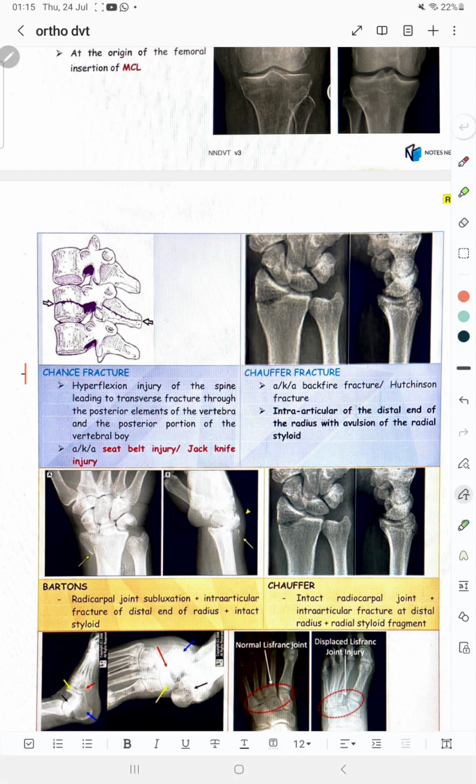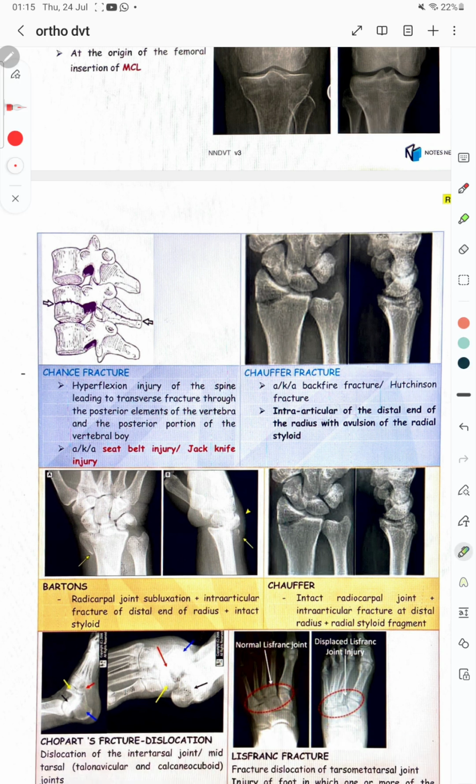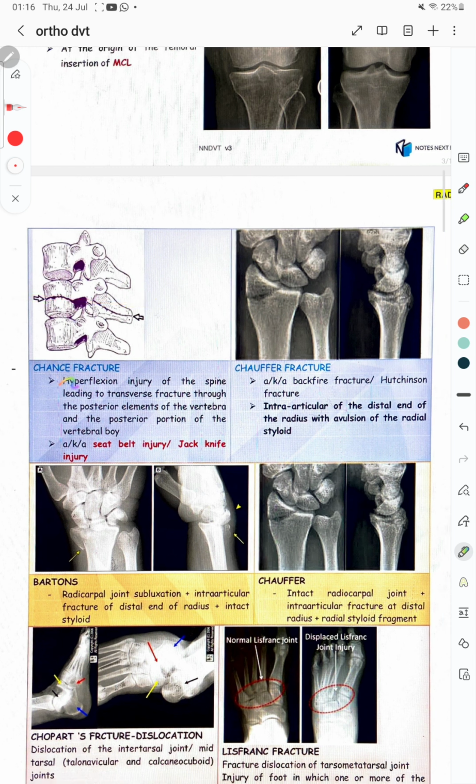So these two are kind of frequently asked. So what is chance fracture? This through and through fracture, you can see, is a hyperflexion injury of spine which leads to transverse fracture through the posterior element of vertebra and posterior portion of the vertebral body. It is coming through and through. And where is it seen? It is seen in seat belt injury or jackknife injury.